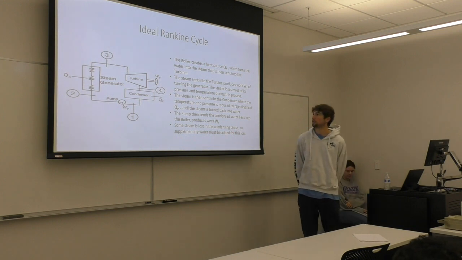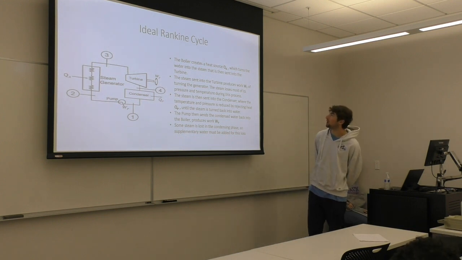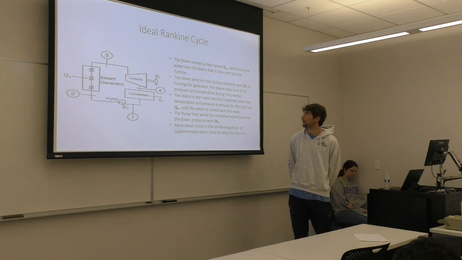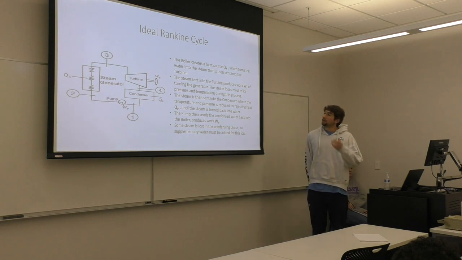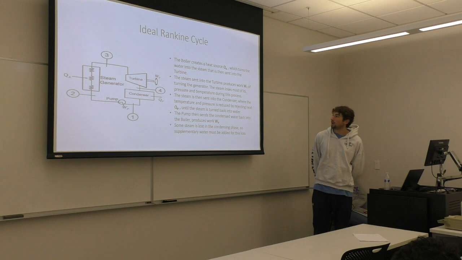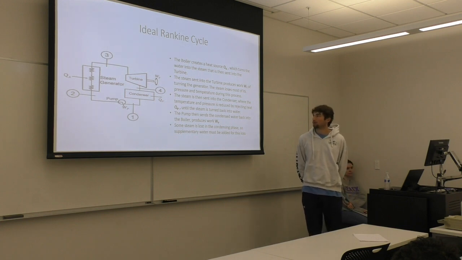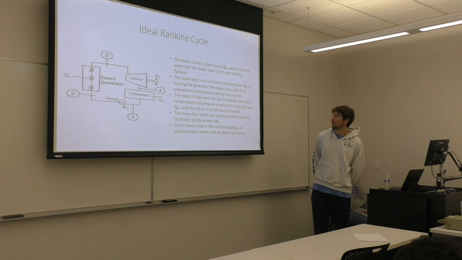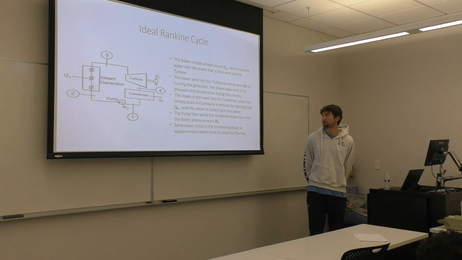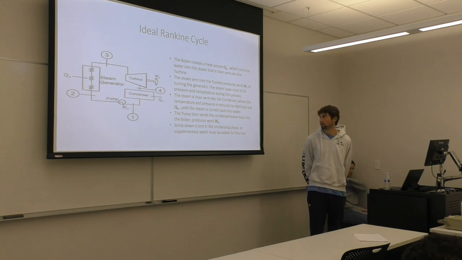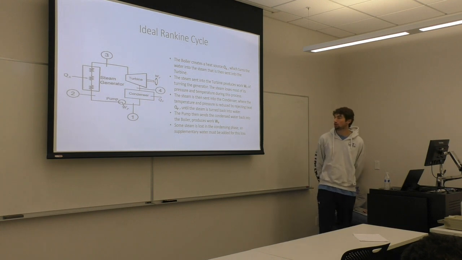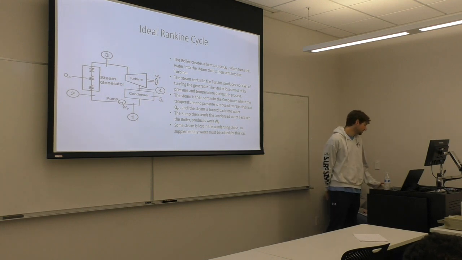So here's a chart of the ideal Rankine cycle. The boiler creates a heat source, QA, the heat generated in the boiler, and that's sent to the turbine where the steam produces the work of the turbine, which is the energy. Then the steam is sent into the condenser where heat is taken out of the system, and it's turned back into a liquid, where the pump produces work to pump it back into the boiler. Some steam is lost, so supplementary water can be added into the system.